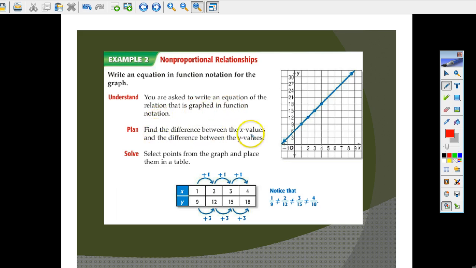Find the difference between the x values and the difference between the y values. Select points from the graph and place them in a table. Here you can use 1, 2, 3, 4 as the x, and then let's find the corresponding y. For 1, it's 9. For 2, it's 12. For 3, it's 15. And for 4, it is 18. I notice there's a pattern: it's increasing by 3. But 1 over 9 does not equal 2 over 12, 3 over 15, or 4 over 18. It's not proportional.